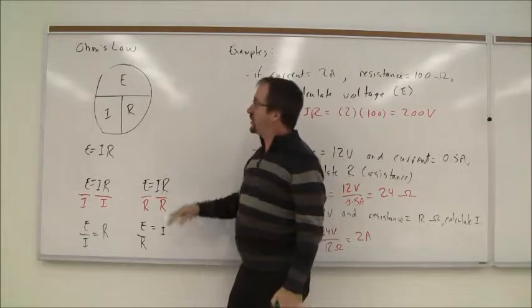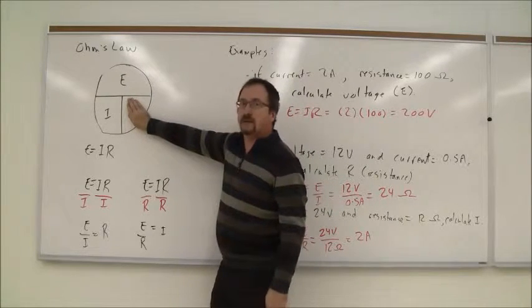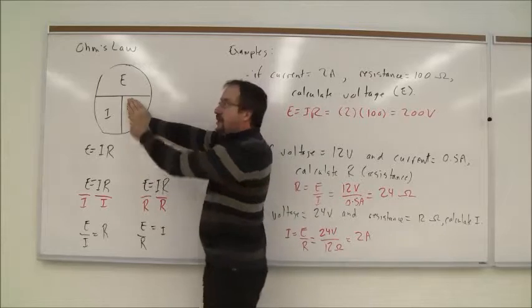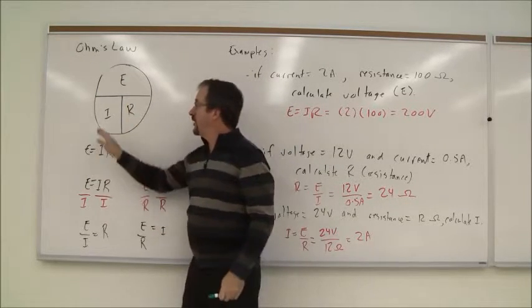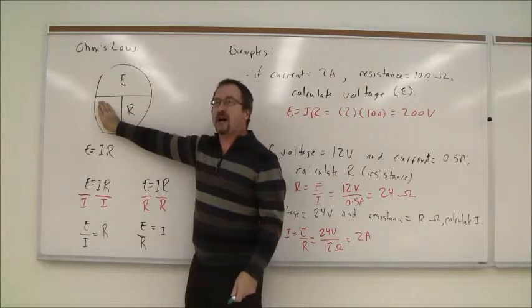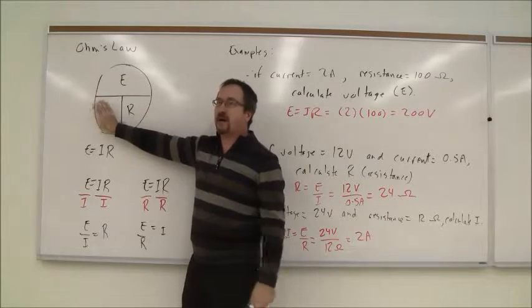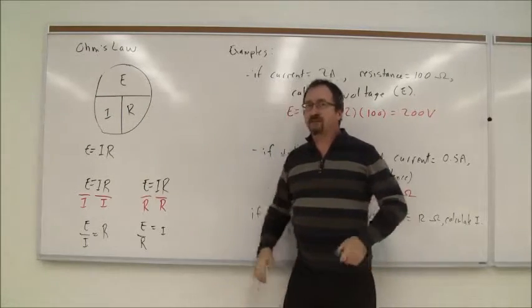If I want to calculate resistance, I would cover the R. Now my calculation is R equals E divided by I. Similarly, if I cover I to find out what I is, I equals E divided by R. So that's a neat little chart.